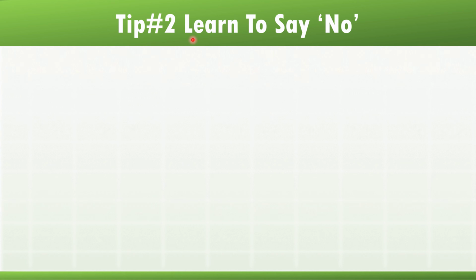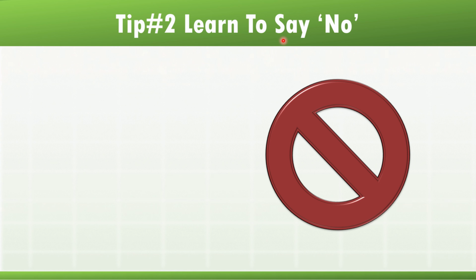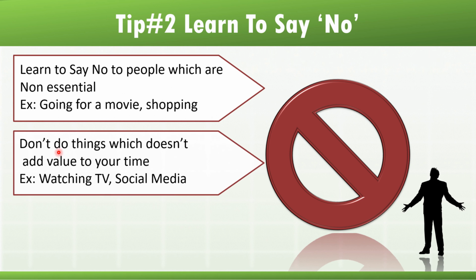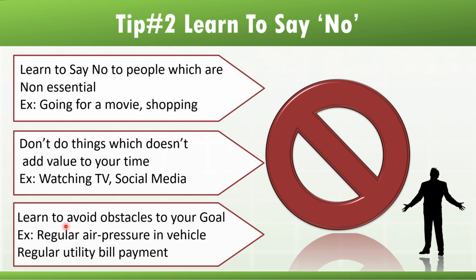Tip number 2 that the author says is to learn to say no to people and to the unessential things. Like, learn to say no to non-essential plans, like going for a movie or shopping with your friend aimlessly. Don't do the things which don't add value to your time, like watching TV or social media. And finally, learn to avoid obstacles in your goal. Even minute obstacles can lead to major obstacles in your life. For example, regular air pressure checks in your vehicle or regular payment of your utility bills.